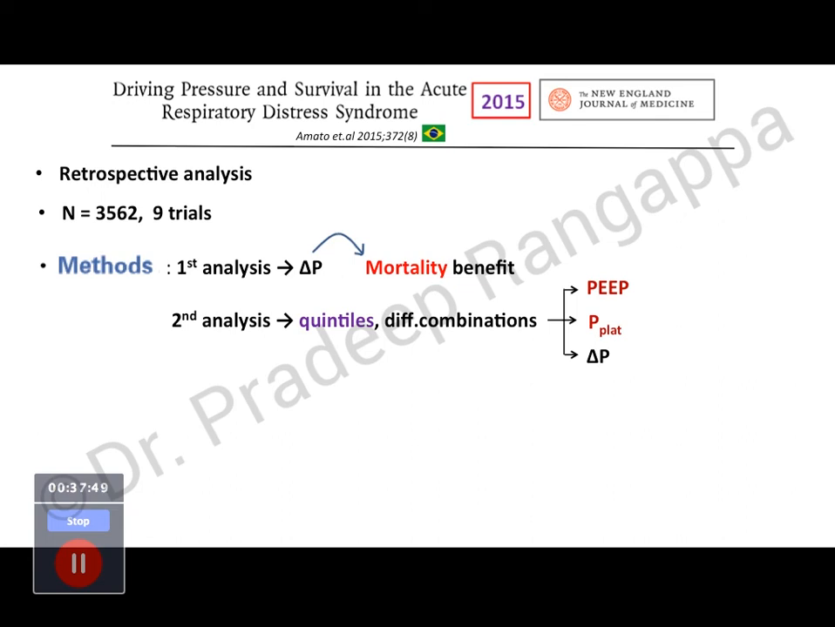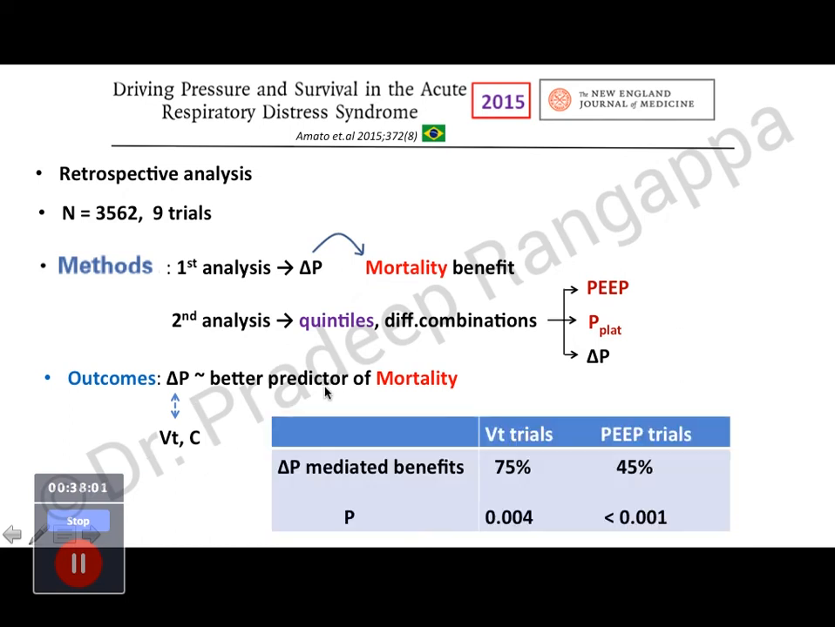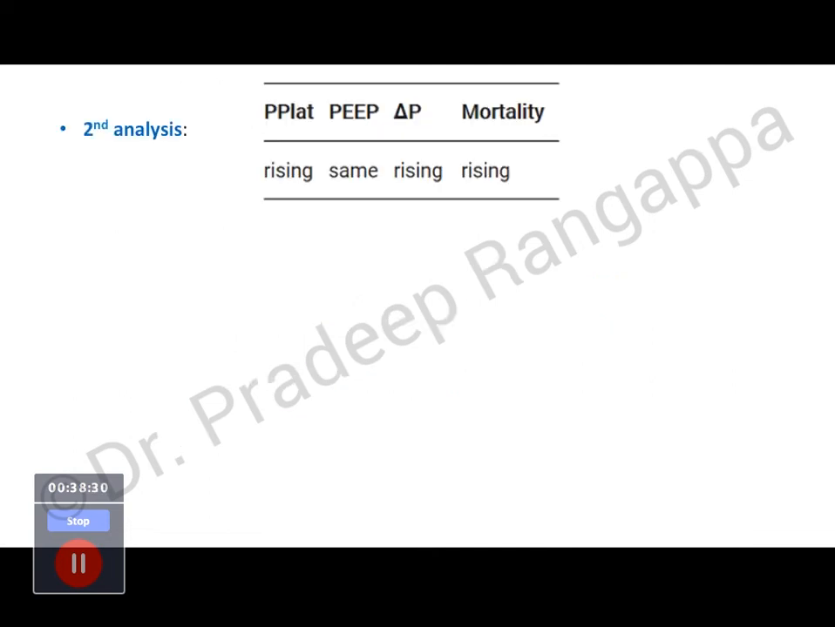I think that is what we have understood. And the second thing they looked at is trying to understand the combinations of plateau pressure, PEEP and driving pressure. I'll just take you through that. They looked at driving pressure, if it is titrated to tidal volume and compliance, as a better predictor of mortality. In the first analysis they did, they saw that driving pressure benefit was seen in 75% of the tidal volume trials, and driving pressure benefit was found in 45% of the PEEP trials. Which means wherever the driving pressure was less, they saw a huge survival benefit in all the previous 9 trials they looked at. So I think this graph, if you understand, I think you have made justice to your presence here. This is a very important graph.